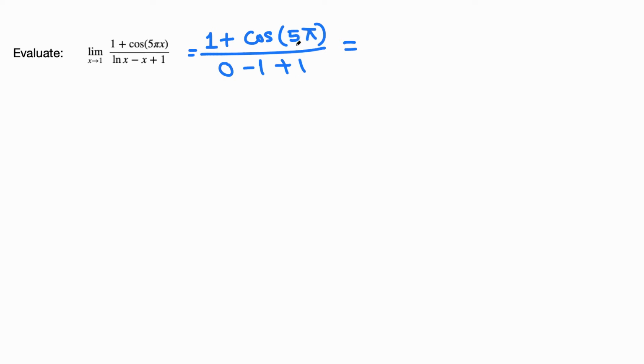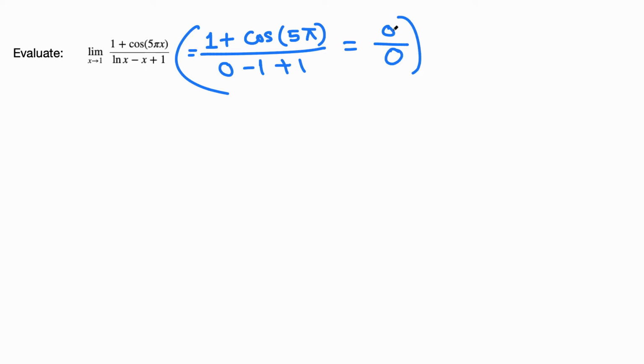We know cosine pi is -1, and if we go 2 pi more, that means 3 pi, that's -1, and so on. This is -1, so 1 plus -1 means 0 over 0. So we have 0 over 0 if we plug in x equals 1 directly. That means we need to do more work to determine the final answer.